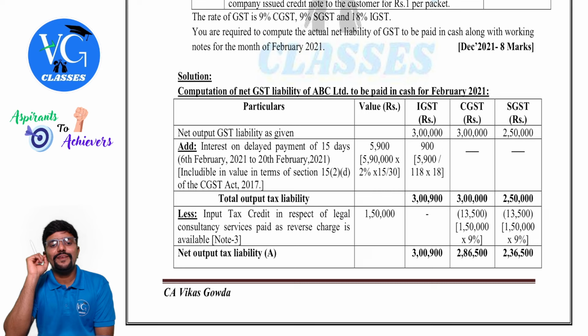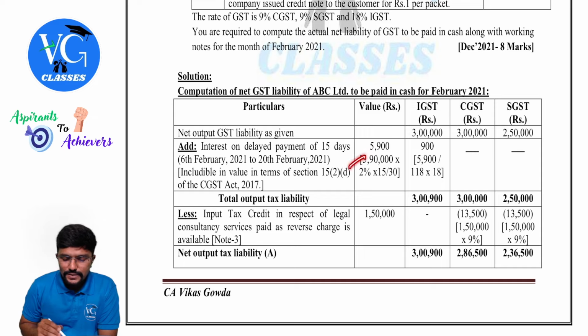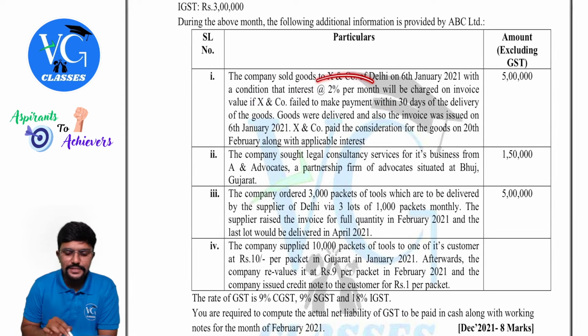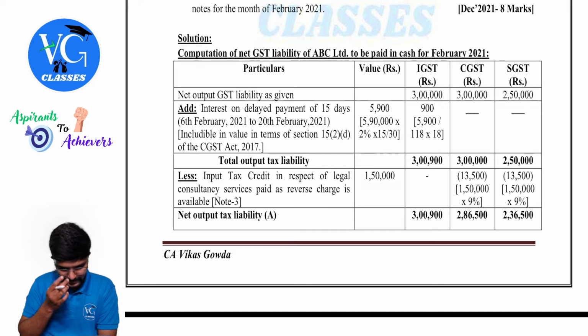Okay. Should it be included in the value of supply? Yes, as per section 15 subsection 2D. So on 5,90,000, 2% for 15 days, guys. 2% is per month. Please be careful.